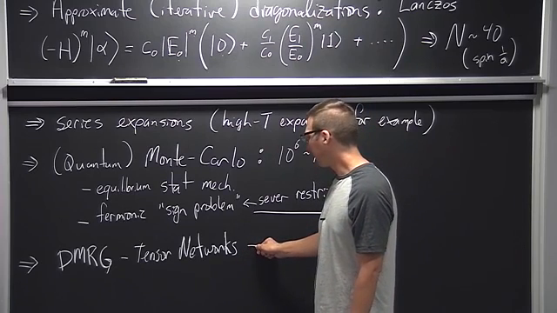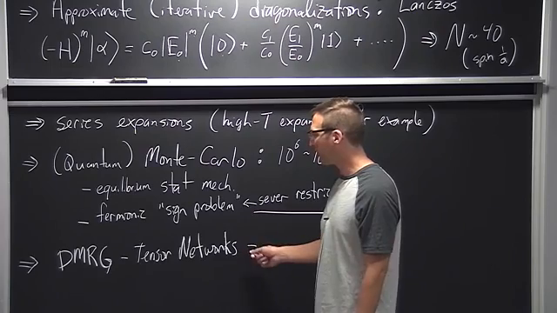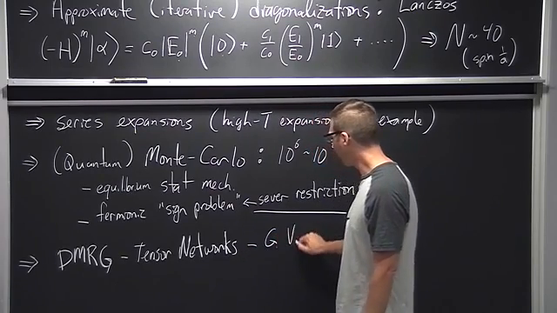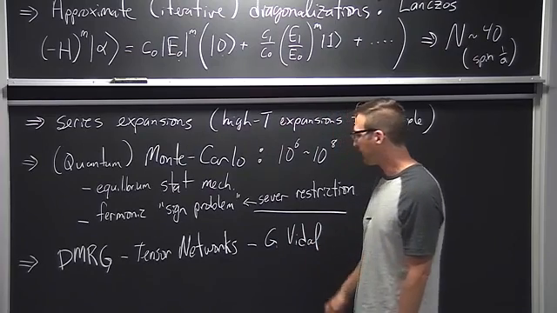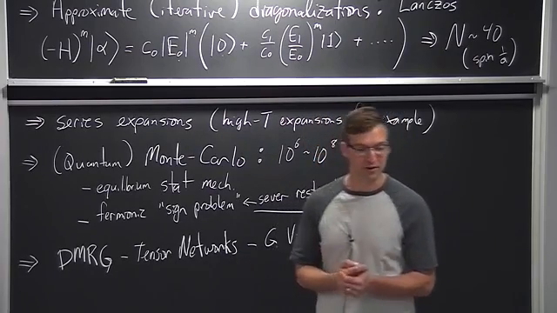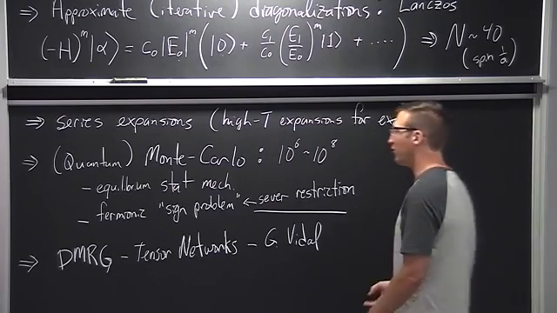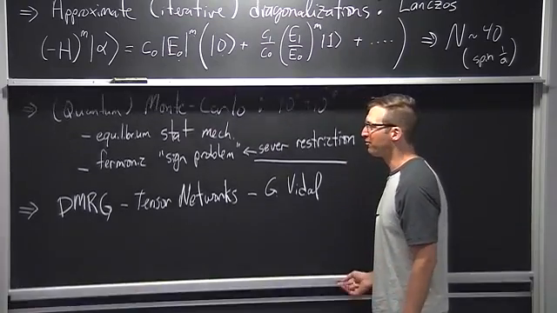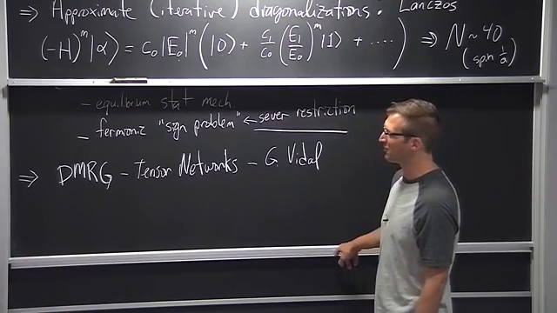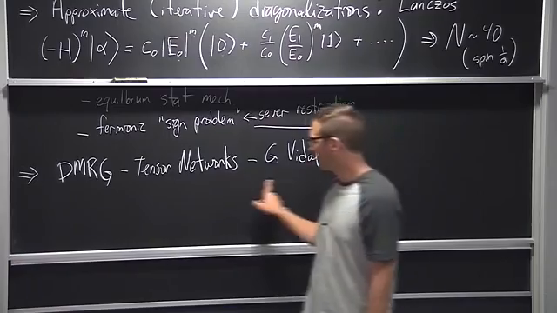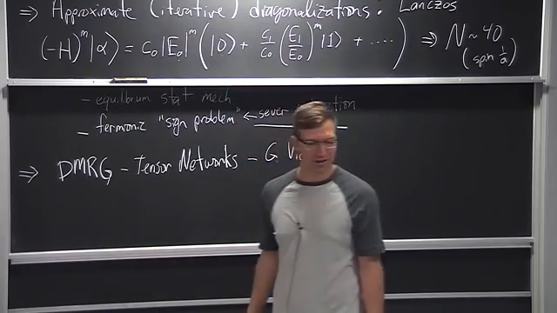And one reason I mention these is there are experts here at Perimeter on DMRG and tensor networks. So for example, Guifre Vidal has developed a lot of technology and theory in terms of tensor networks. So if you ever pursue the state-of-the-art in terms of computational methods, just keep these words in mind, I guess.